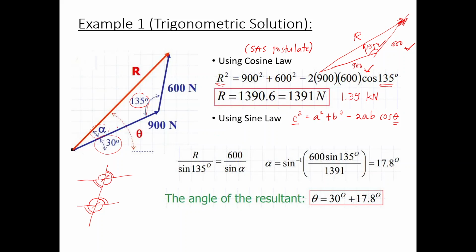Of course, if you want to determine the angle alpha, you have to use the sine law. To solve for the angle of the resultant, since we need the angle alpha and we have already solved for the resultant force earlier, you can now use the ASA postulate: angle, side, angle, and the resultant force.